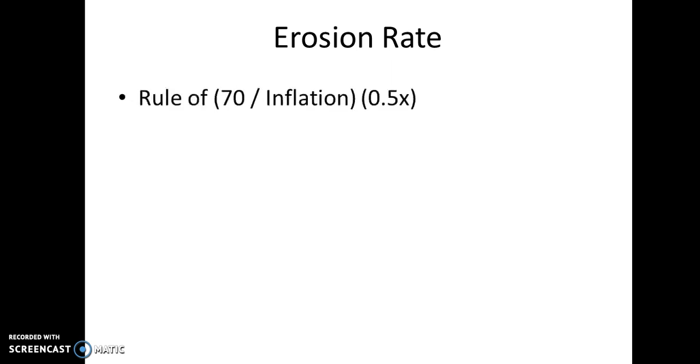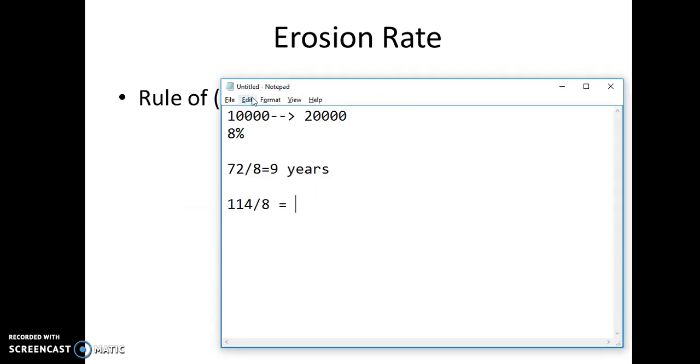So what does the rule of erosion rate tell? It tells that the number of years required for your investment to lose half of its value is found by dividing 70 by the current inflation rate. For example, currently you have 10,000 rupees and you can purchase a set of things with it. As inflation grows, the cost of those things will also increase.